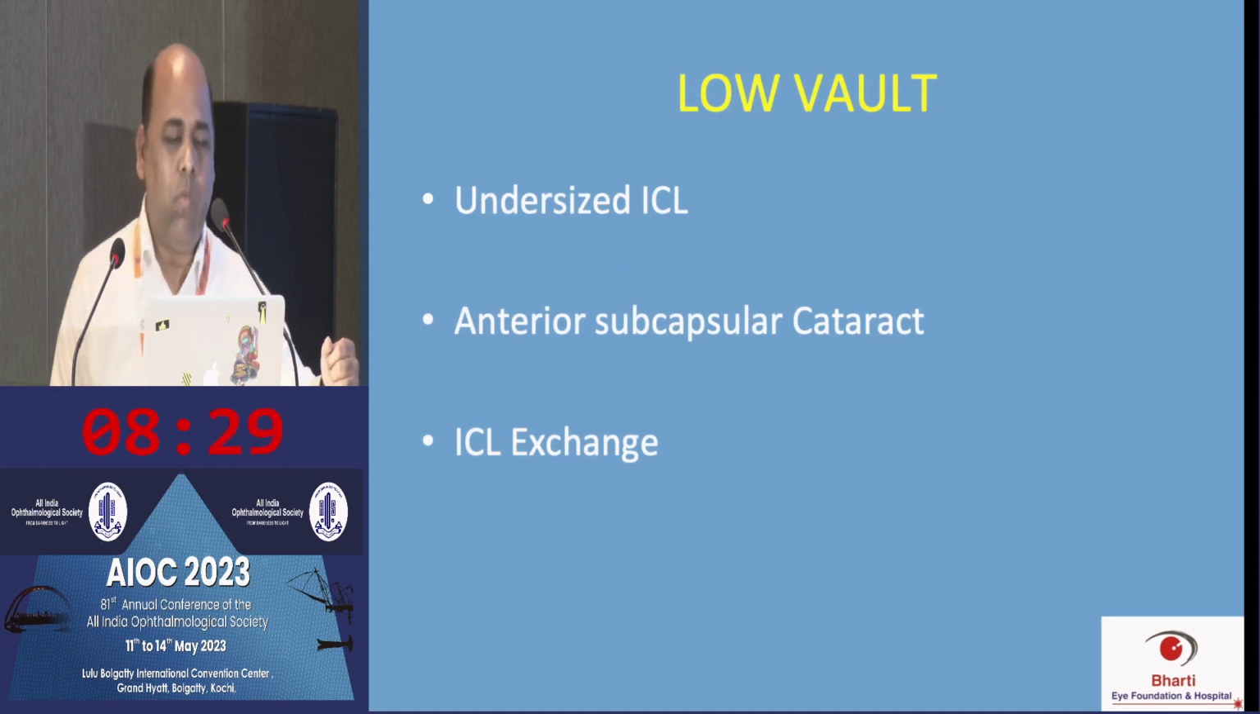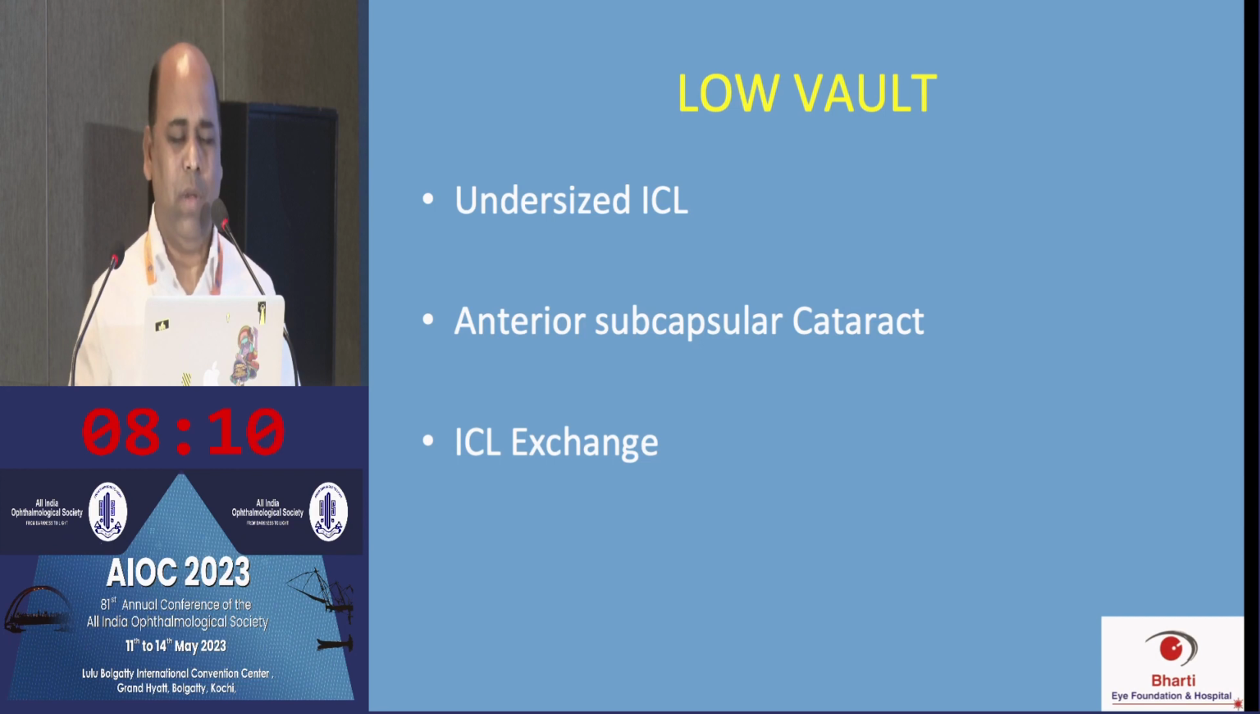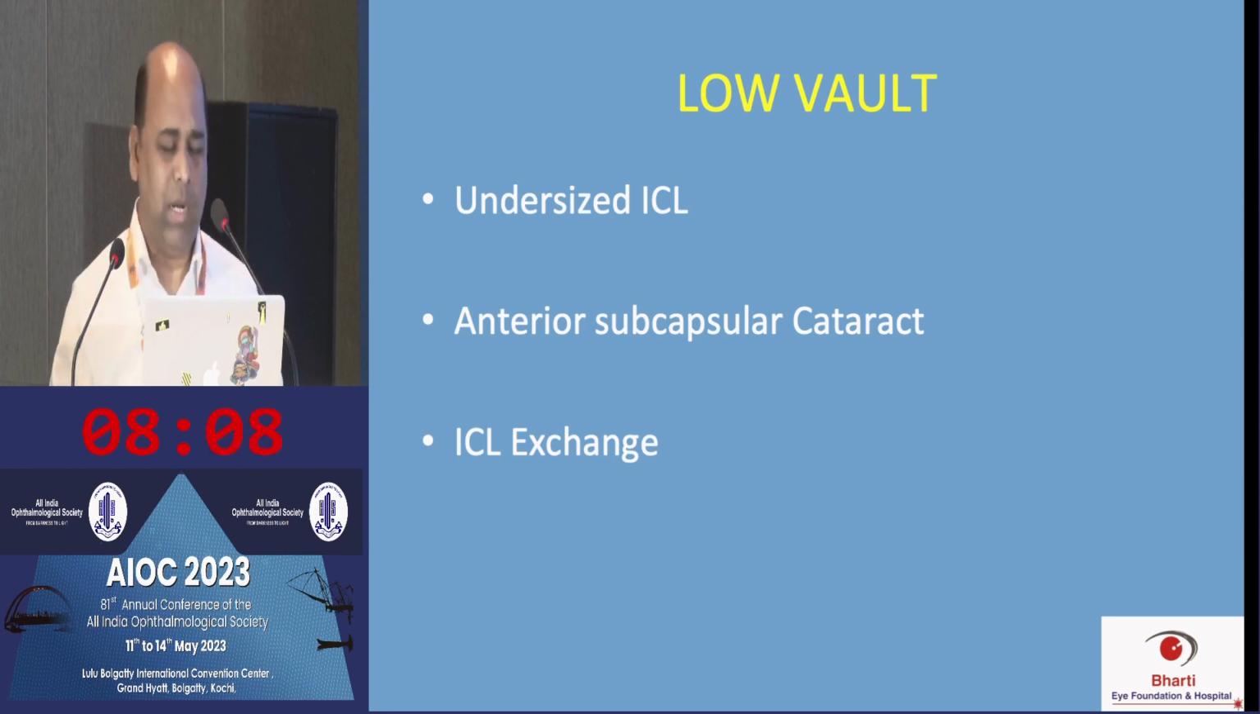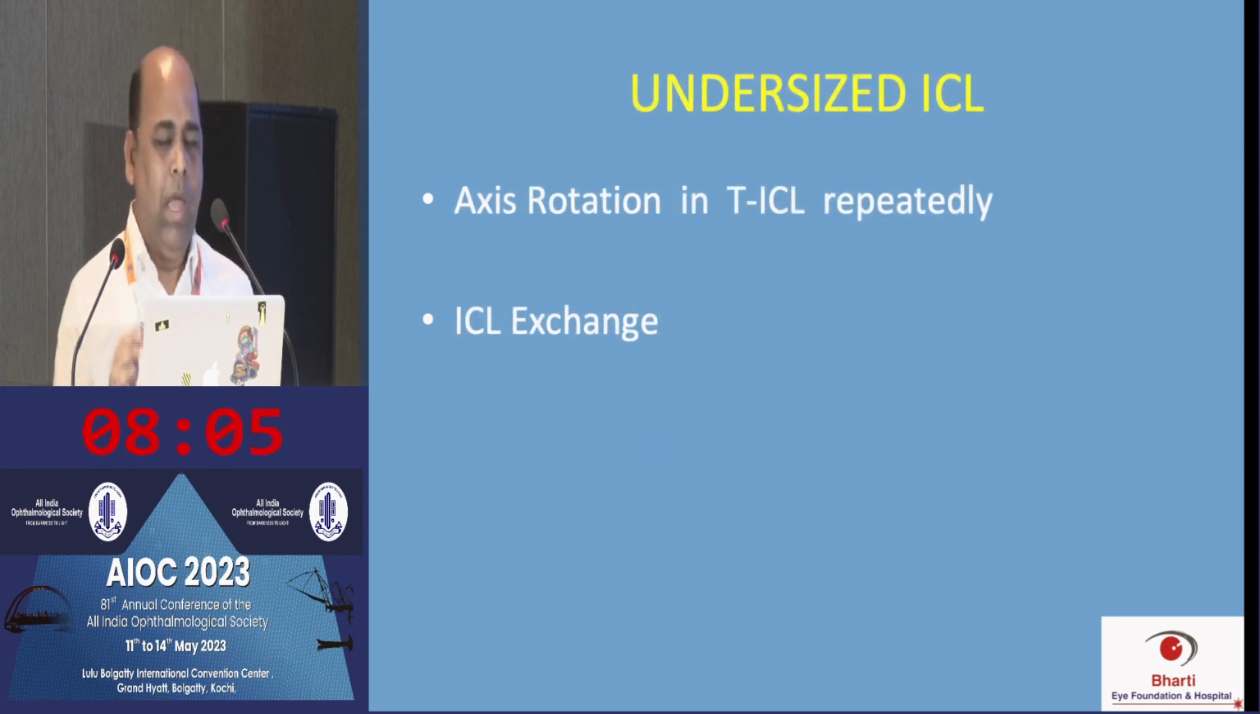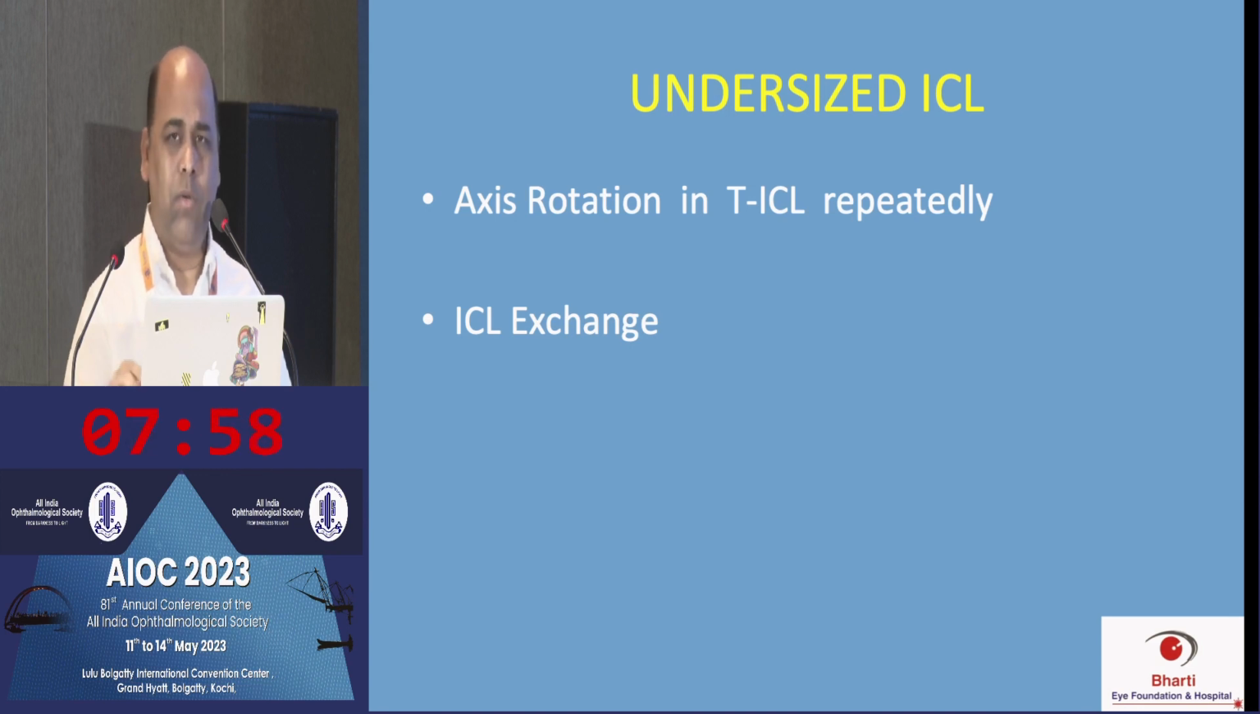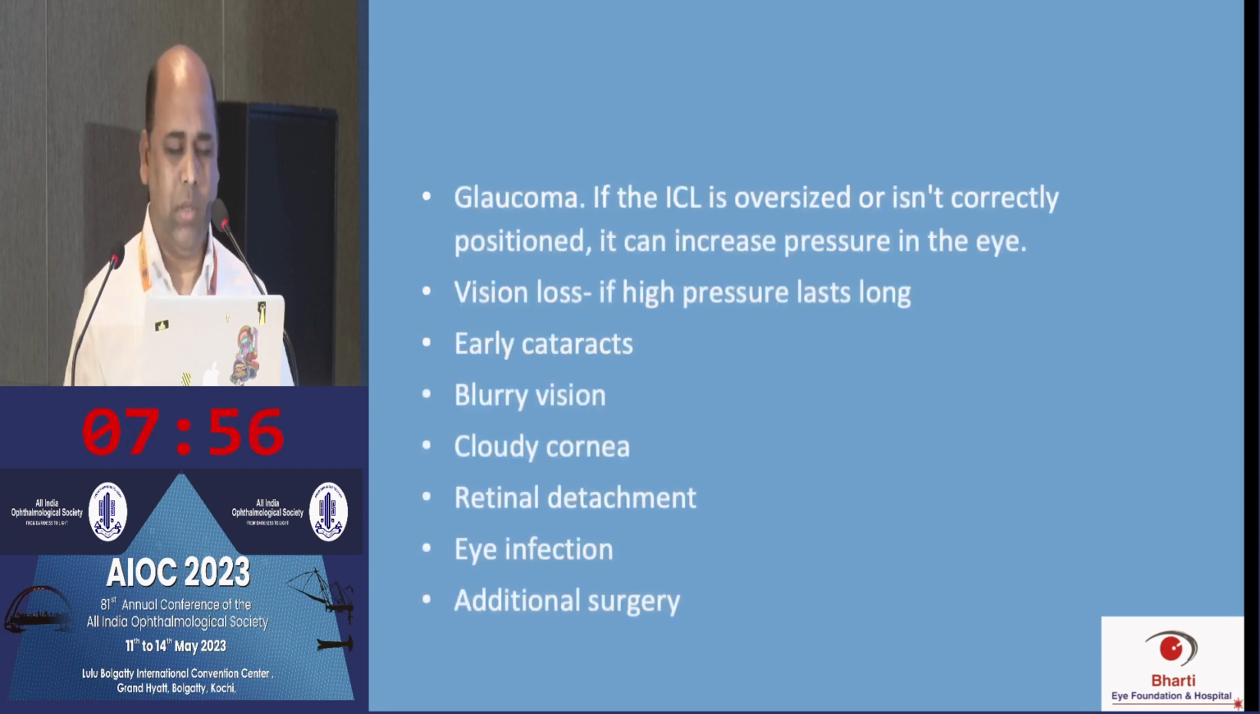In case of low vault, the main problem is the undersized ICL, and it can cause anterior subcapsular cataract. So we have to be very careful while sizing the ICL. We need to follow up these patients and see how it is progressing. If you think there is any sign of anterior subcapsular cataract, it's best to exchange that lens. And as Dr. Shrikanesh told, axis rotation works very well for the non-toric, but with the toric, you cannot rotate it, so you have to exchange it.